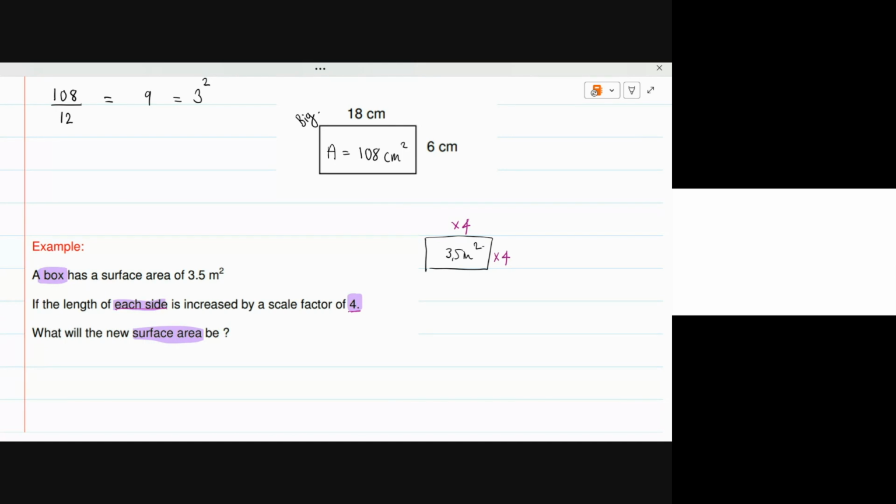So when I want the new surface area, I'm going to have to take 3,5 and multiply it by 4, not just 4 squared. Somebody give me an answer. What do we get?